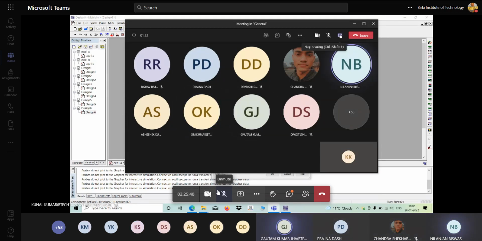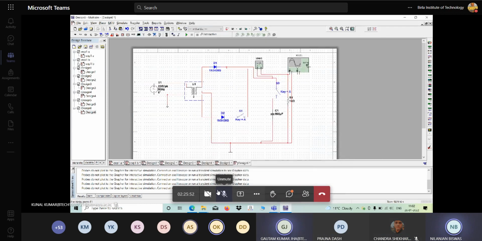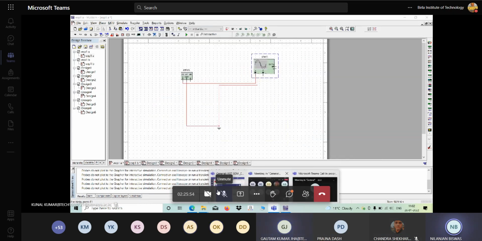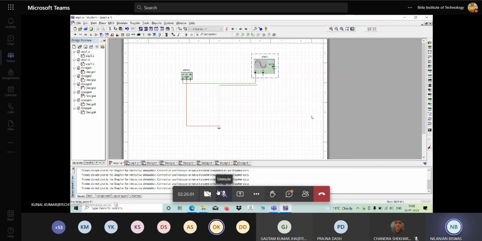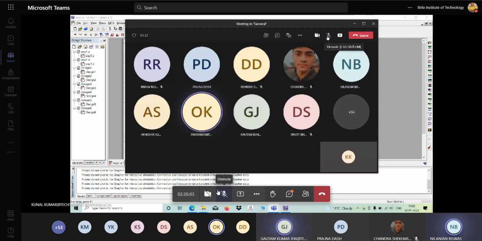Transformer, I think we already discussed that in the beginning of this class. I am not getting it, sir. A different option is showing in my system, the Multisim. Okay, we can do one thing. Let your friend Kunal share his screen, and from his experiment you can see it.